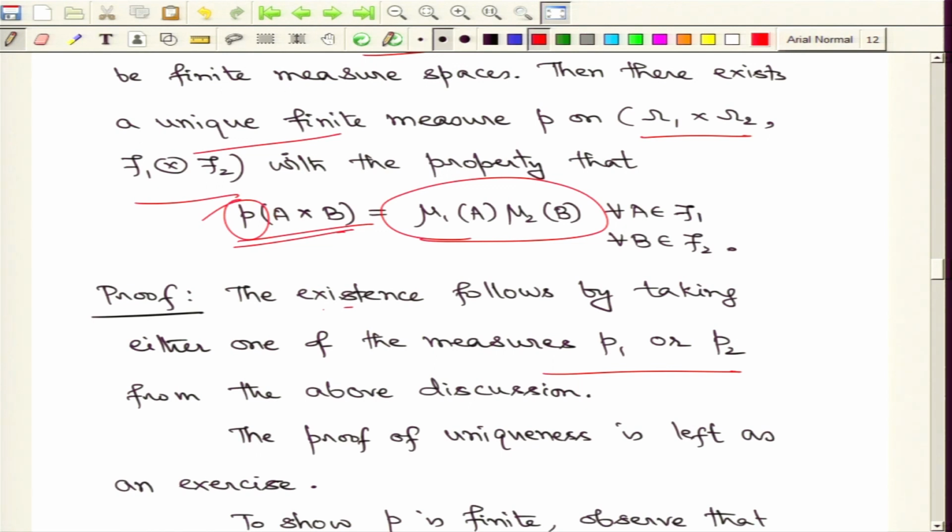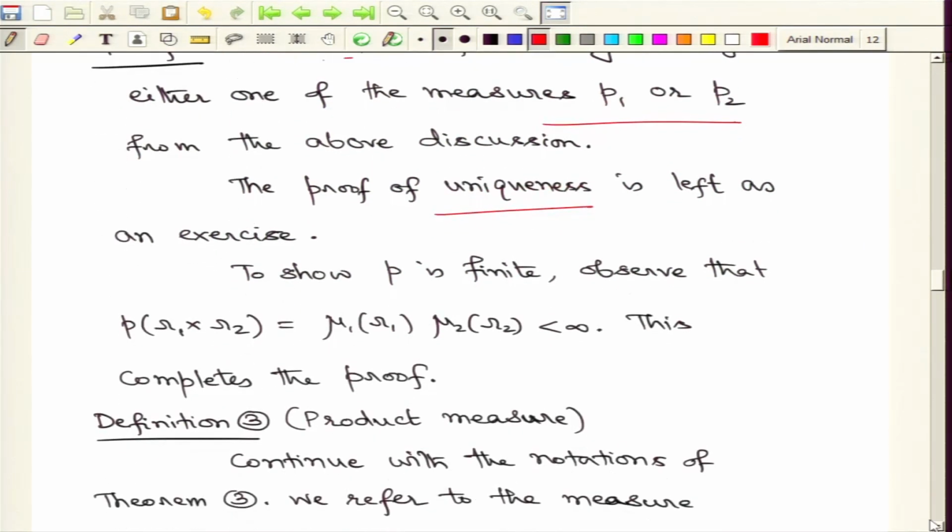But now, this is giving you the existence. You can appeal to the generating sets approach and identification of measures on top of such generating sets, and you can get the uniqueness by standard measure theoretic techniques. This part is left as an exercise to you. Please complete this part of the proof.